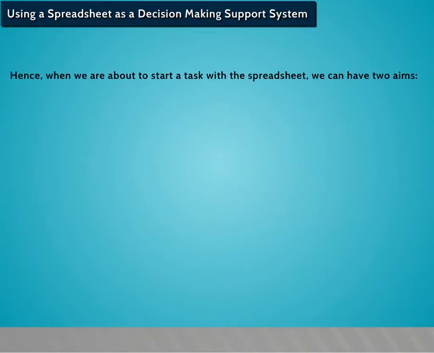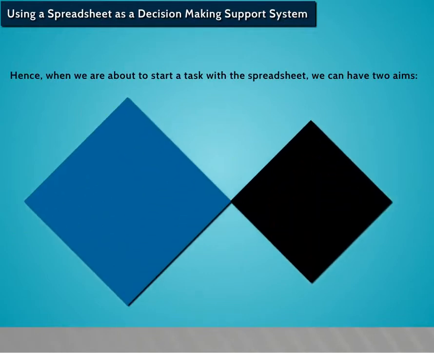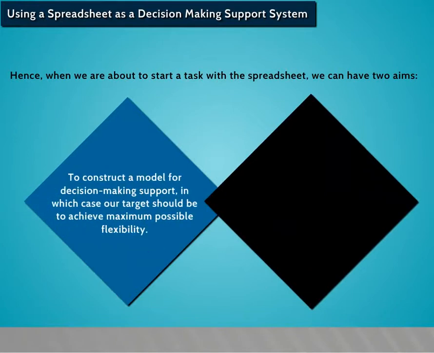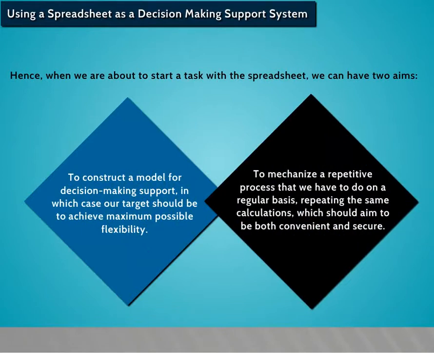Hence, when we are about to start a task with a spreadsheet, we can have two aims. To construct a model for decision-making support, in which case our target should be to achieve maximum possible flexibility. To mechanize a repetitive process that we have to do on a regular basis, repeating the same calculations, which should aim to be both convenient and secure.